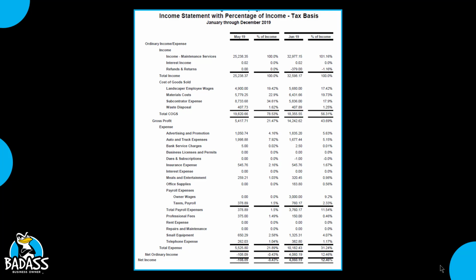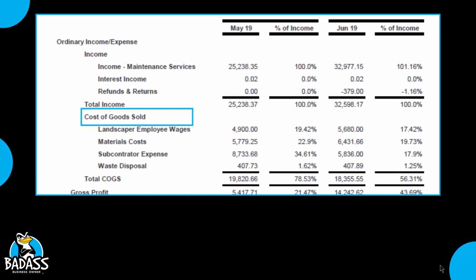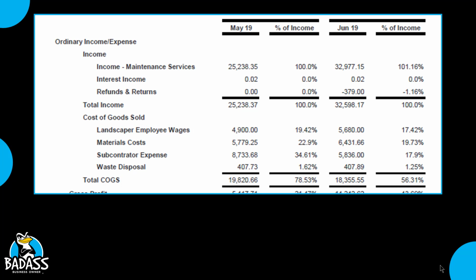So once again, we're going to go back here to our example of a profit and loss statement, and we're going to focus on cost of goods sold. And that's going to be this section here. So for example, using our landscaper, they're going to have some material costs here. Then we're going to have some subcontractors that they have to hire to be able to get that done. They've got their landscape wages tied into that as well.